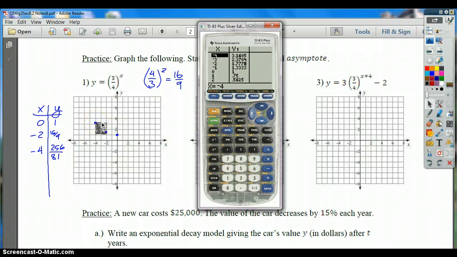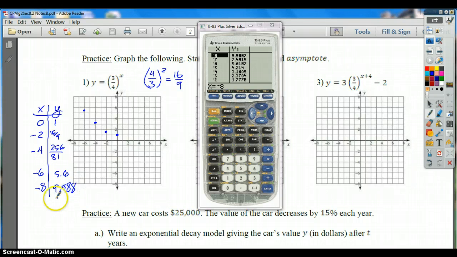There it is. How about negative 6? Negative 6, we're looking at 5.6 approximately. So that's 5.6, that would be about here. Okay, you can see this is getting a little bit steeper as I move out to the left. I'm just going to do negative 8 yet, and that's going to be it. So negative 8, we're looking at 9.9, so this is basically about 10. So negative 8, we're going to go up to 10. So 6, 8, 10 would be all the way up here. You can see this is getting steeper and steeper.